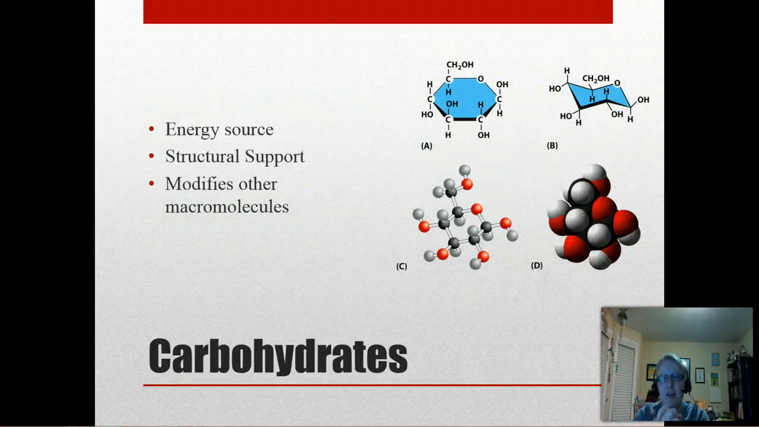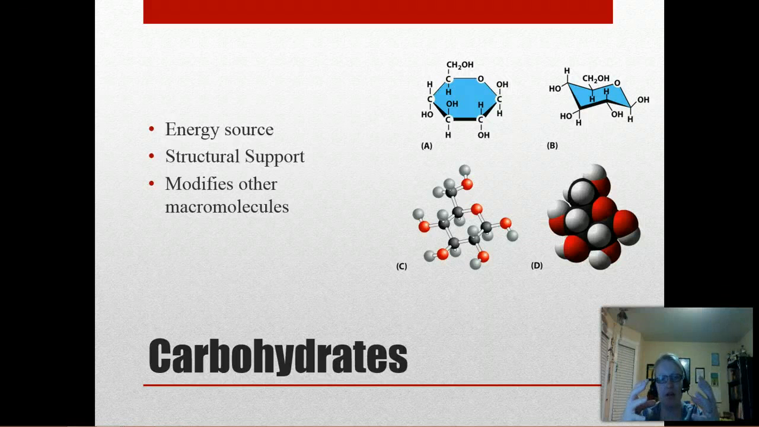So carbohydrates, glucose, sugars, they're the primary energy source for the cell. They also serve as a way to modify macromolecules, and they also supply some anchoring support for the cytoskeleton. They don't make the cytoskeleton, but they help the cytoskeleton anchor to different areas within the cell. So that's the big thing about carbohydrates.